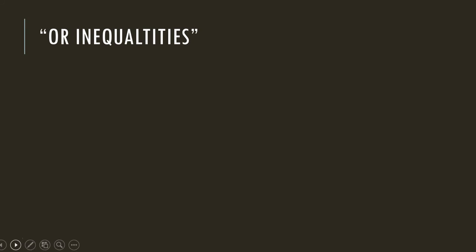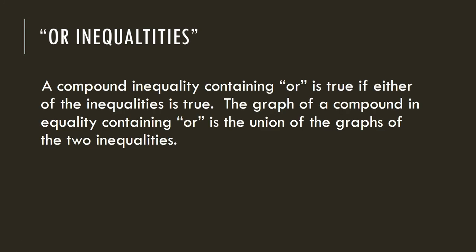Now let's look at an OR inequality. A compound inequality containing OR is true if either of the inequalities is true. It doesn't have to be both, just one or the other. The graph of a compound inequality containing OR is the union of the graphs. That means we're going to include everything, not just the overlapping part. So write that down.